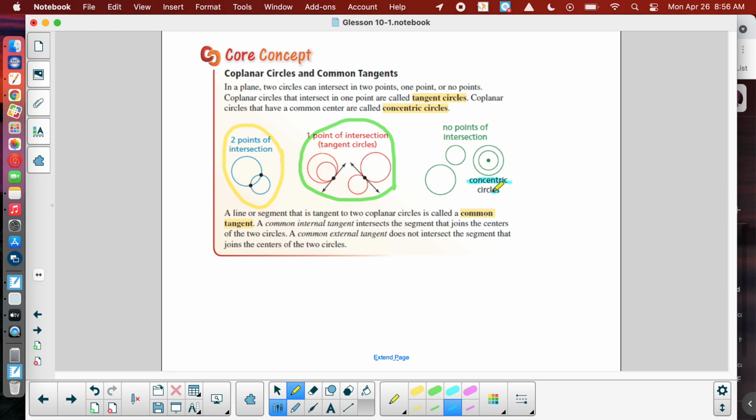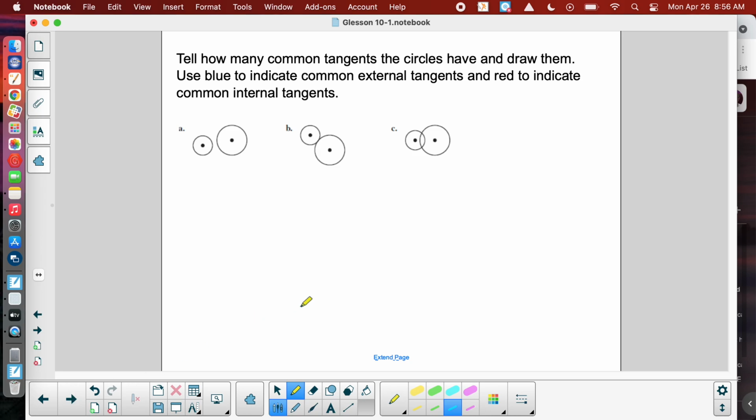So that's a lot of different situations we can run into with circles. Nothing that should be very surprising to anyone. When I have two circles, one thing that we can often have is what's called a common tangent line. Now, a common tangent is simply a line that is tangent to both circles.